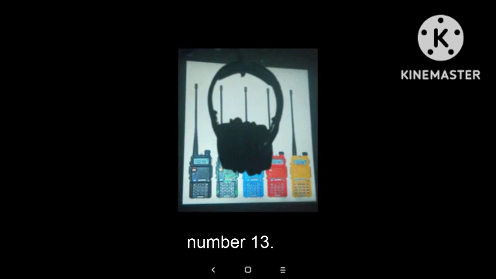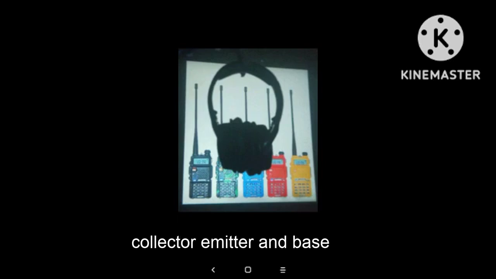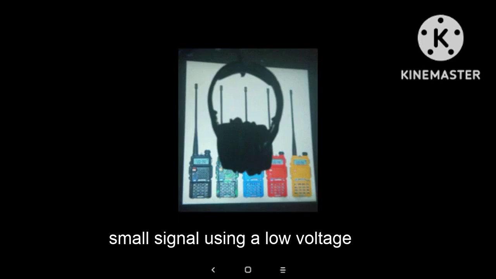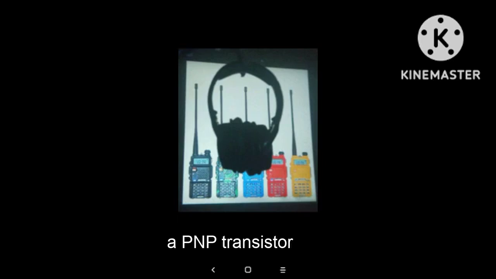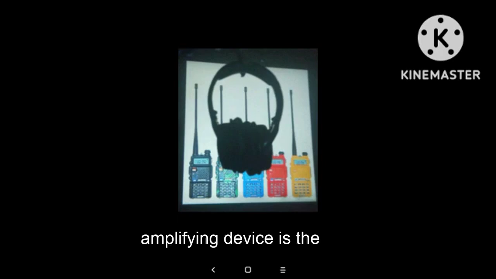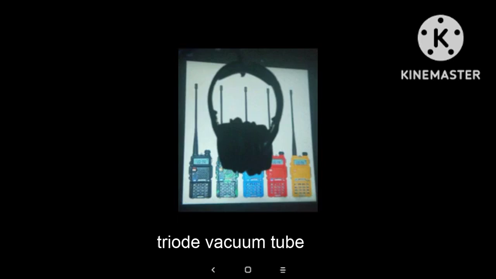Number 13. The 3 leads from a PNP transistor are named collector, emitter, and base. Number 14. Which component can amplify a small signal using a low voltage? A PNP transistor. Number 15. The basic semiconductor amplifying device is the transistor. Number 16. In a bipolar transistor, the blank compares closest to the plate of a triode vacuum tube. Collector.